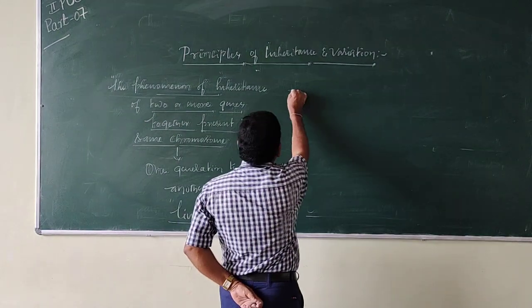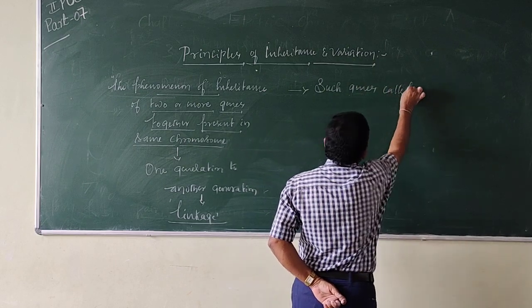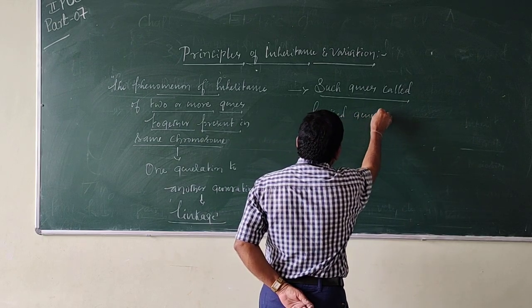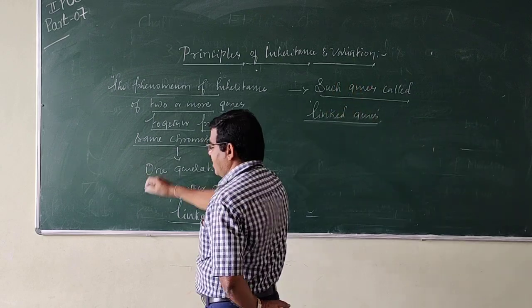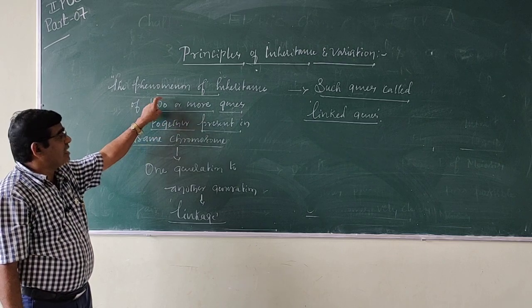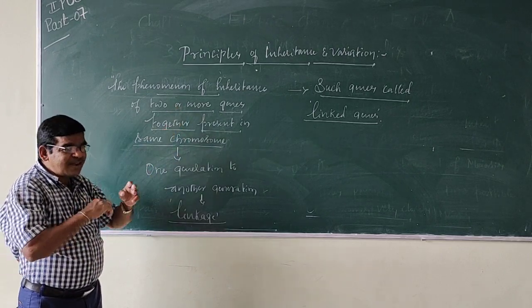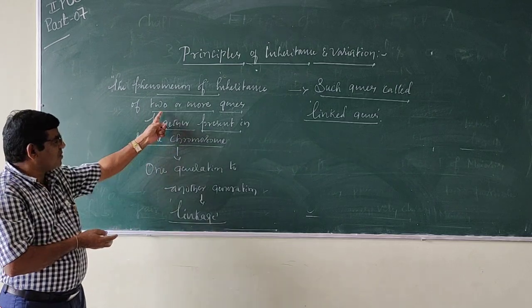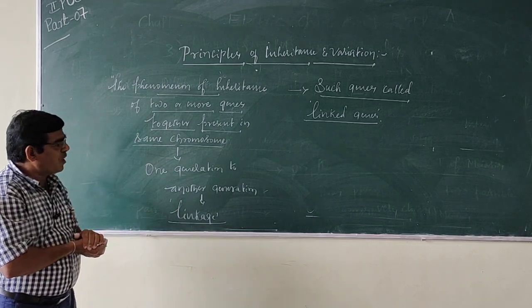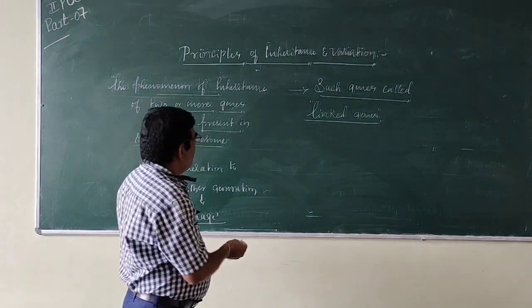Such genes are called linked genes. See, the phenomenon of inheritance of two or more genes together, two or more genes present on the same chromosome, from one generation to another generation, is called linkage, and such genes are called linked genes.